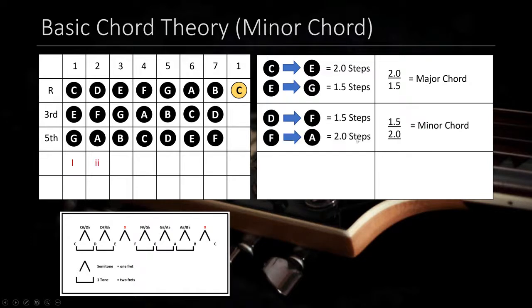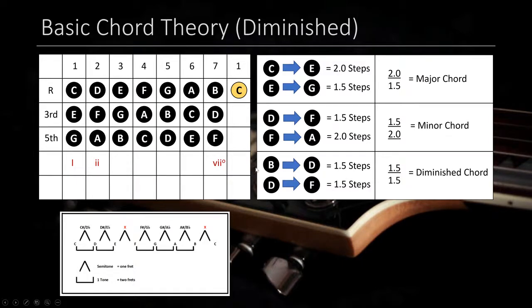So then we can apply the same from D to F. This is for the second position, D to F. D, E, F is 1.5 steps. F to A goes F, G, A, or in other words, 2 full steps. And 1.5 over 2 is a minor chord.